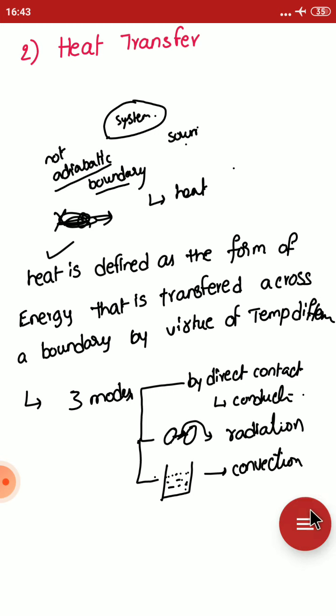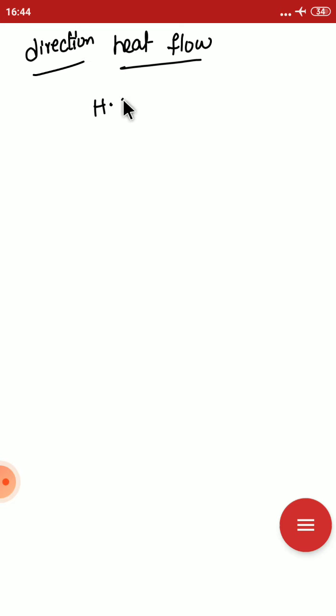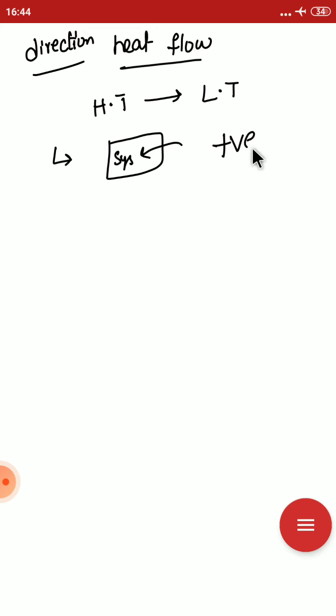Now, about the direction of the heat transfer, the direction of heat flow is always from higher temperature to lower temperature only, from the higher temperature region to the lower temperature region. For a system, arbitrarily we can give a sign: if heat flows into the system, then we say positive Q.